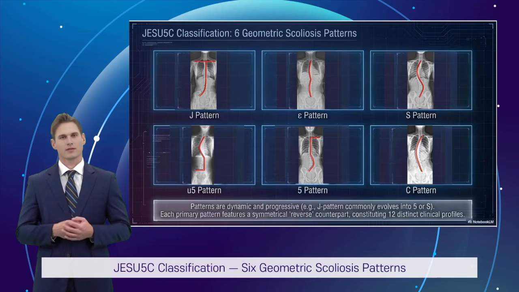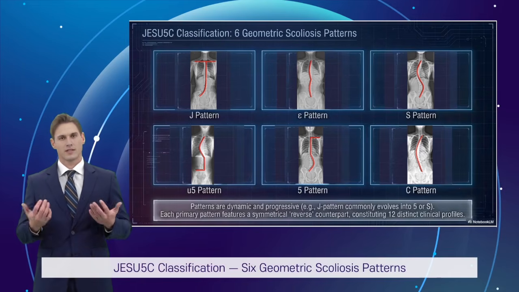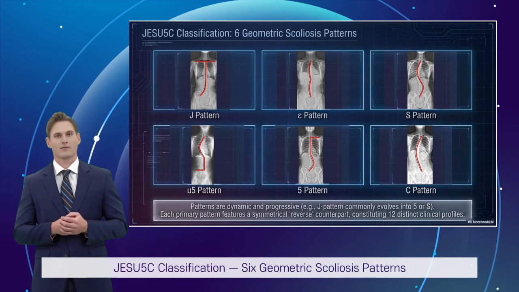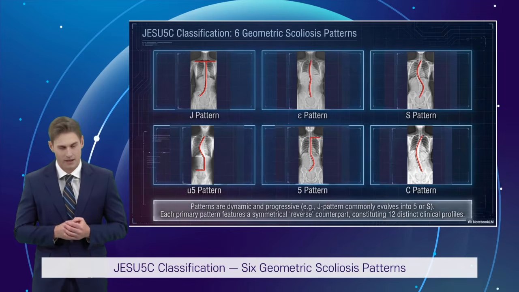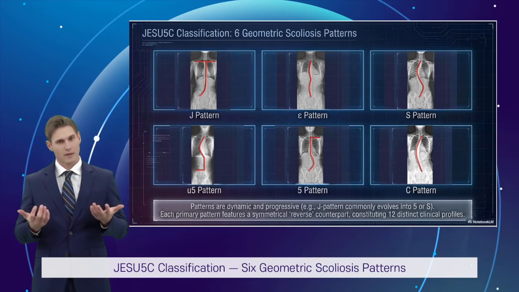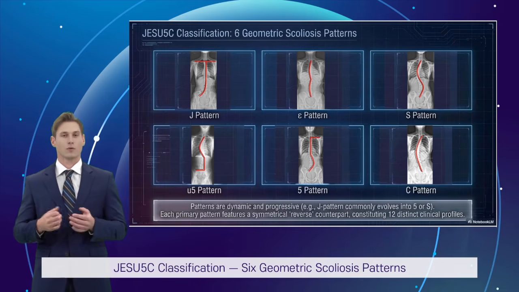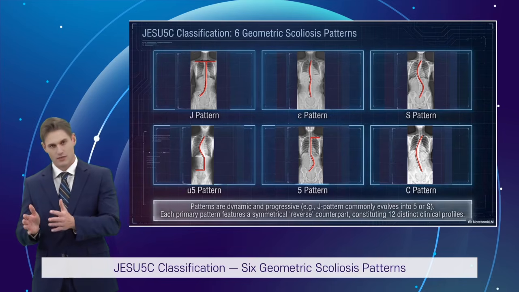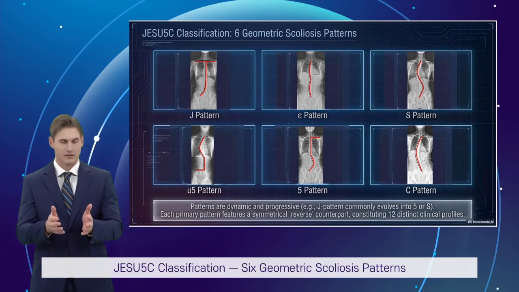Building on this, Dr. Lee classified scoliosis into 6 geometric patterns: J, epsilon, S, under, 5, 5, and C. These patterns are dynamic. A J pattern often evolves into a 5 or S pattern, and each has a mirrored, reverse counterpart, yielding 12 clinical profiles that allow individualized treatment.